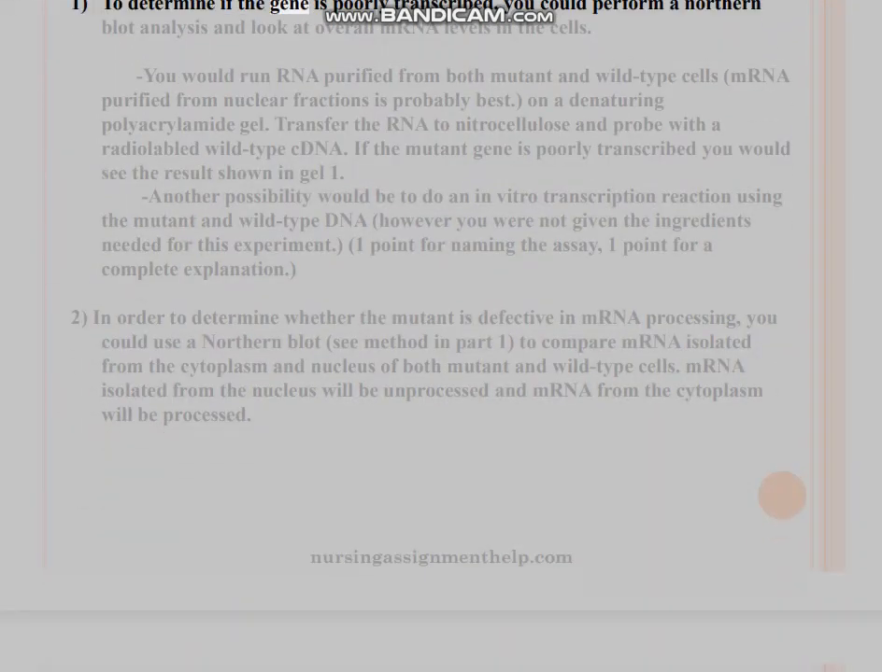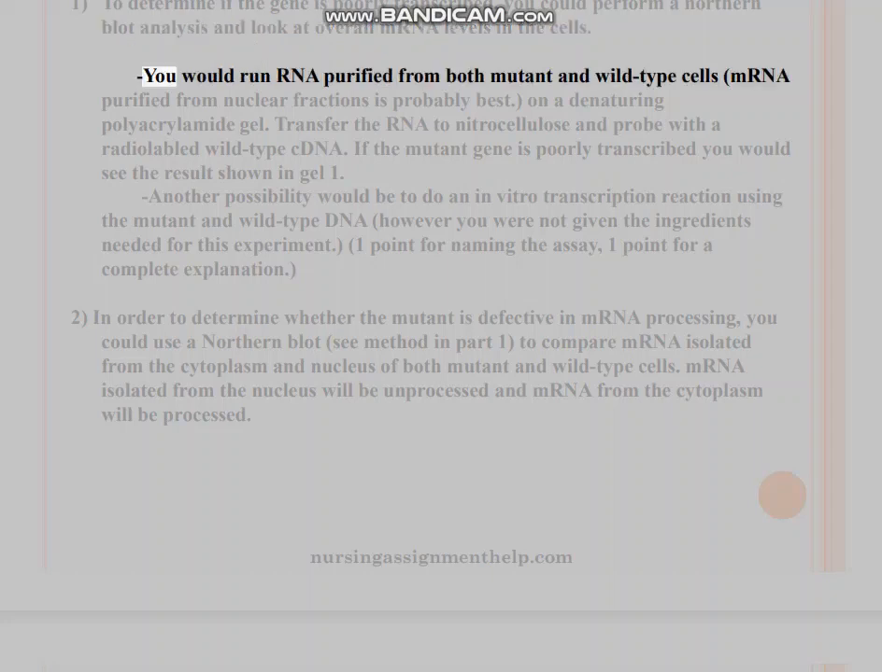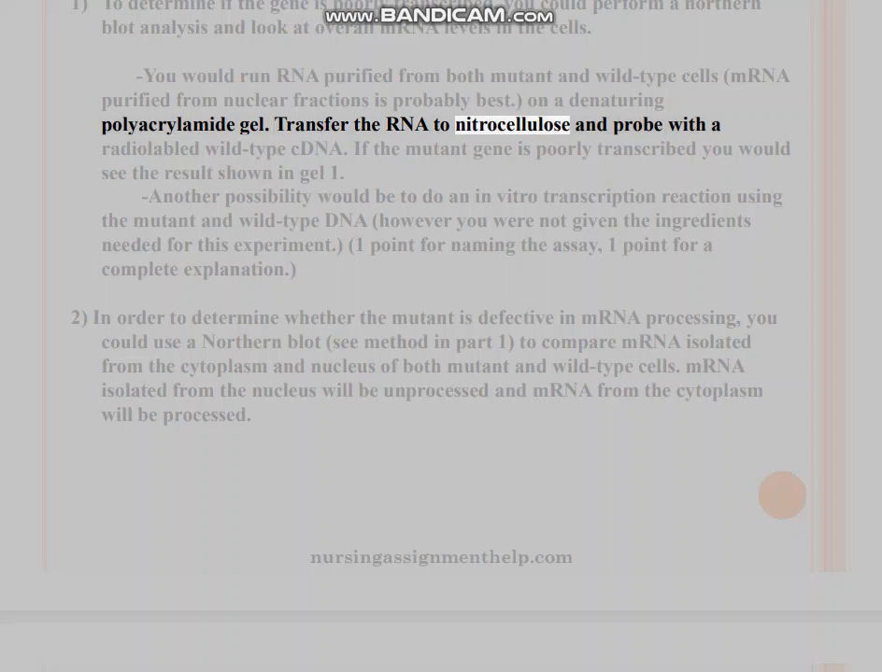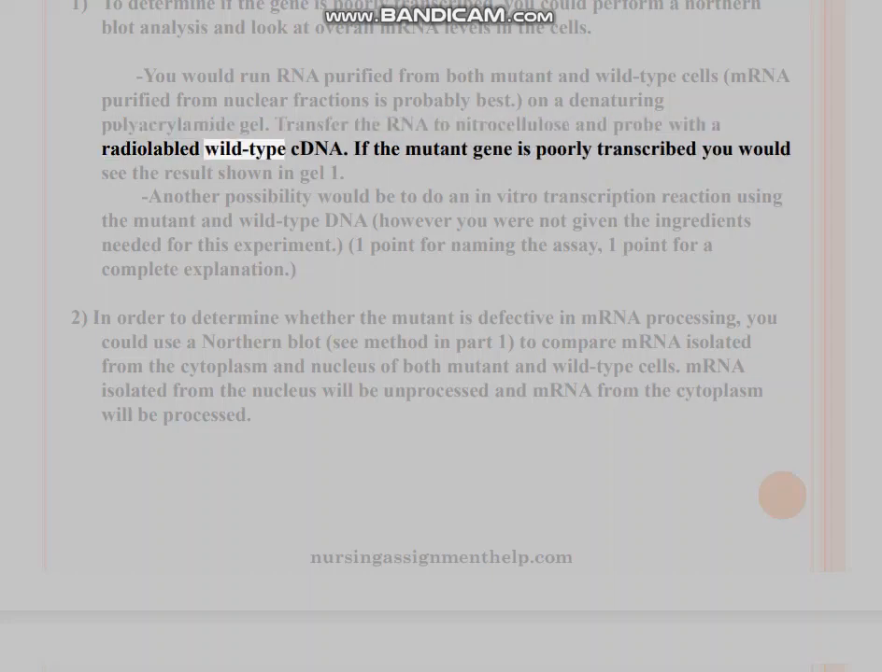1. To determine if the gene is poorly transcribed, you could perform a northern blot analysis and look at overall mRNA levels in the cells. You would run RNA purified from both mutant and wild-type cells. mRNA purified from nuclear fractions is probably best, on a denaturing polyacrylamide gel. Transfer the RNA to nitrocellulose and probe with a radiolabeled wild-type cDNA. If the mutant gene is poorly transcribed, you would see the result shown in gel 1.